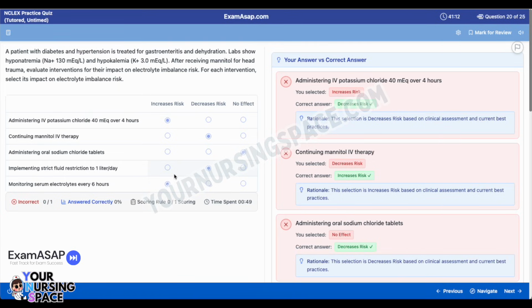In this case, it is a vital intervention to decrease risk. Clinical Nutrition Guidelines 2023. 4. Strict fluid restriction can worsen dehydration and electrolyte imbalances in gastroenteritis, increasing the risk of complications like hypovolemia and shock. Hydration Management Protocols 2023. 5. Frequent electrolyte monitoring facilitates prompt intervention for imbalances, decreasing risk by preventing severe manifestations such as arrhythmias and neurological symptoms. Critical Care Monitoring Standards 2023.